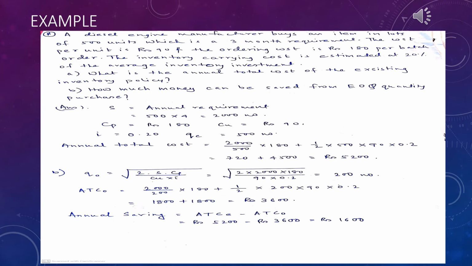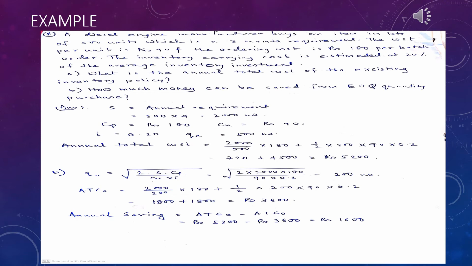Now let's talk about what happens if they order in EOQ. If we find EOQ from the formula itself, 2 into S into CP divided by CU into I, root over of that, and put those figures in, we find the EOQ to be 200 units per order. Now if we just change the batch orders of 500 to 200, we can find, as I have mentioned, ATC or annual total cost at economic ordering quantity.